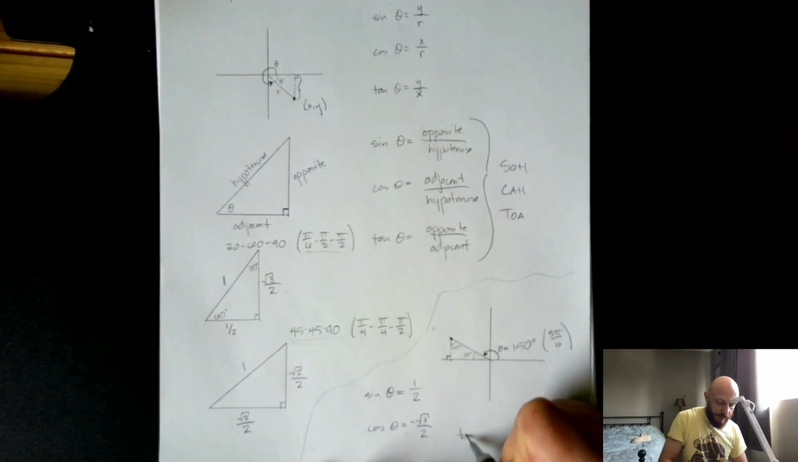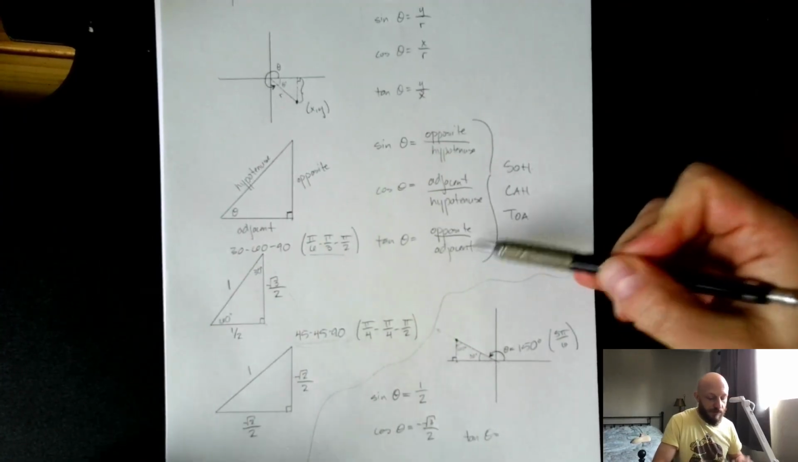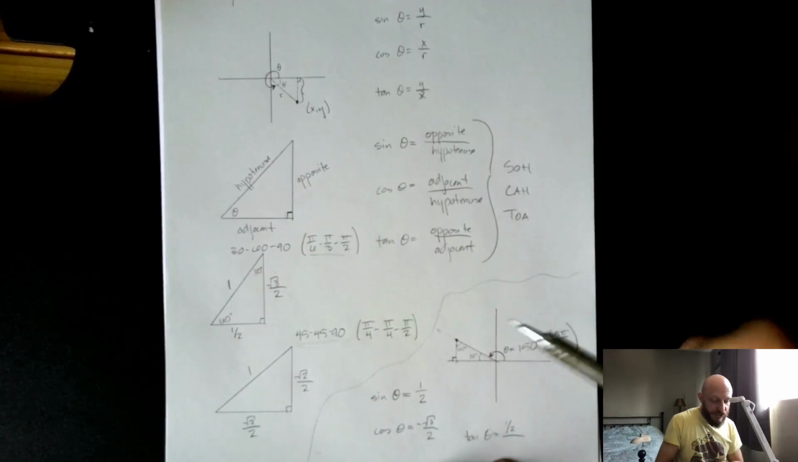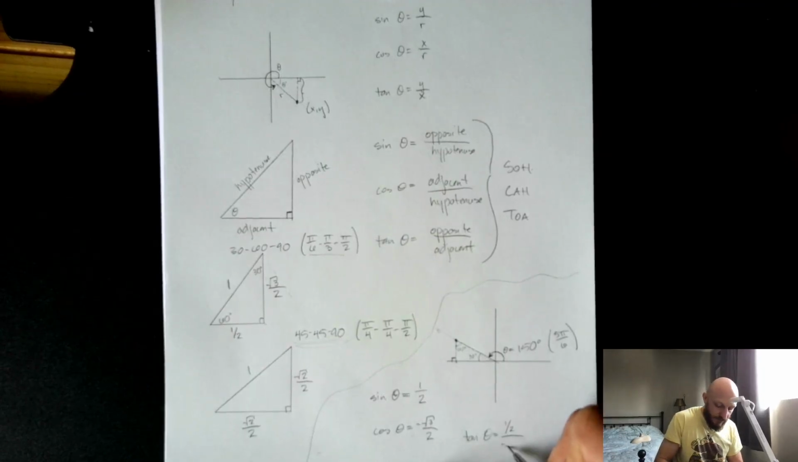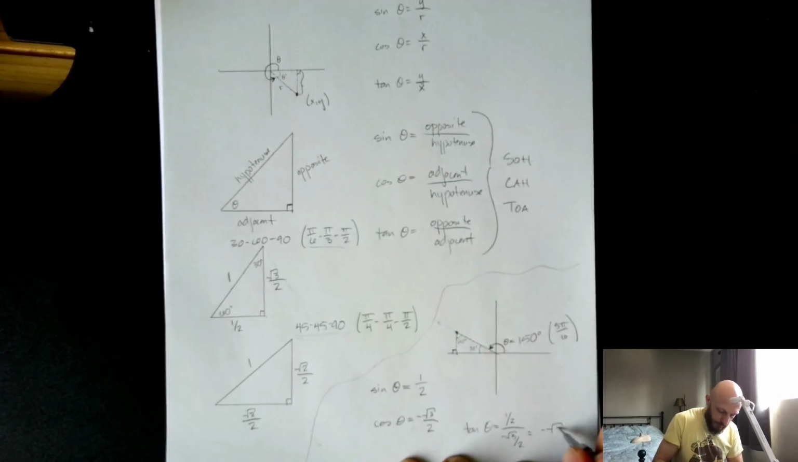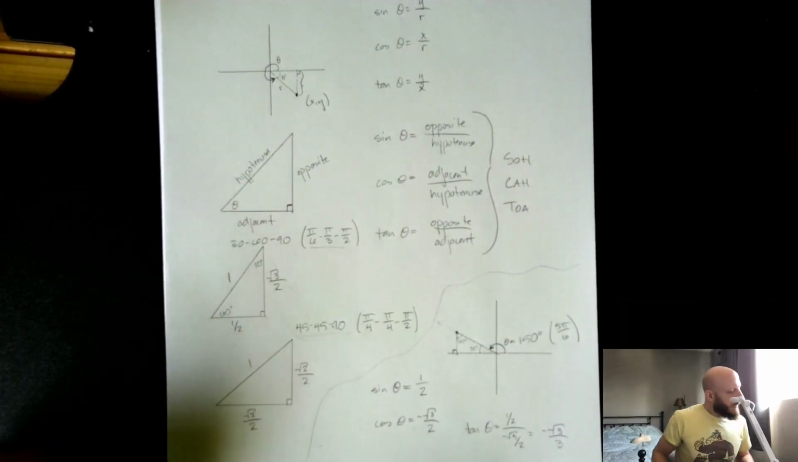And then tangent theta is opposite over adjacent. So the opposite side is 1/2. The adjacent side is negative √3/2. So in the reference triangle, it's √3/2, but because of the x coordinate, it's negative. So negative √3/2, which evaluates to what? Negative 1/√3. So negative √3/3. I might have done my math there wrong, but the premise is right.